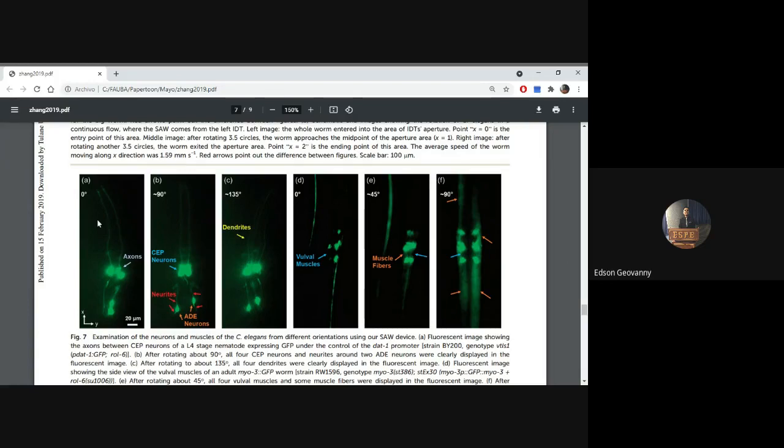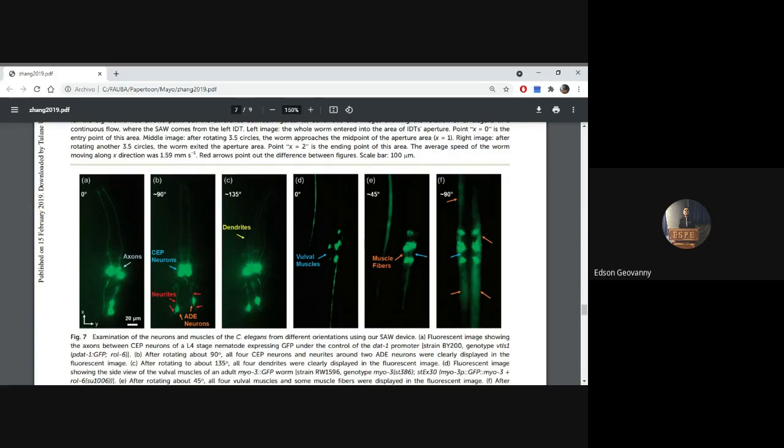Figure 7A, two of the four neurons are observed. Figure 7B, after turning 90 degrees, images of four ADE neurons were taken and their distribution of neurites around the ADE neurons were derived by combining figure 7A and 7B. One minute left. This part, figure 7C, turn 135 degrees and show four dendrites.